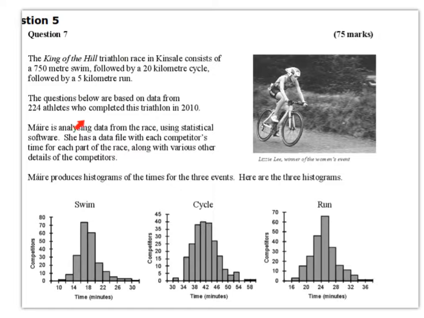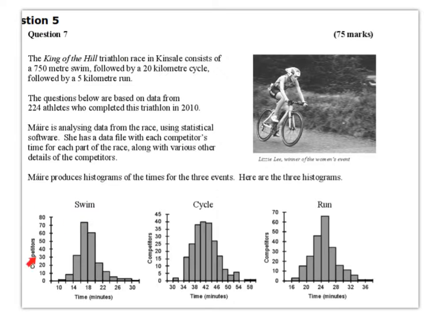Moira is analysing the data from the race using statistical software. She has a data file with each competitor's time for each part of the race, along with various other details of the competitors. Moira produces histograms of the times of the three events. Here are the three histograms.